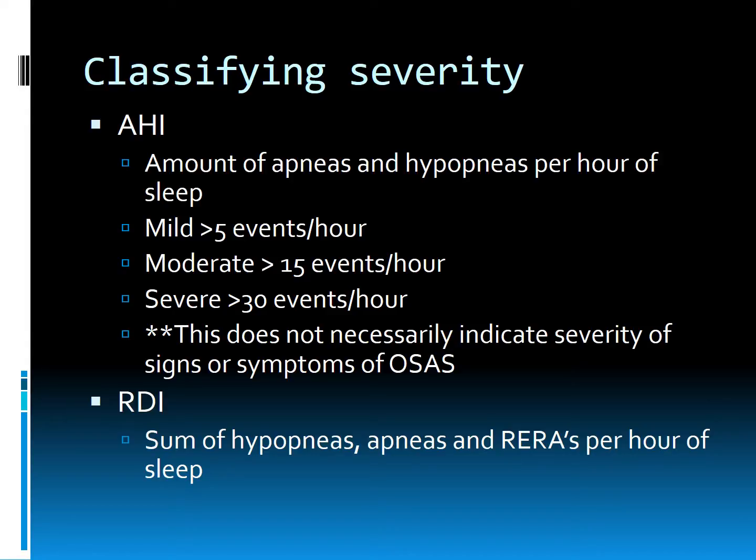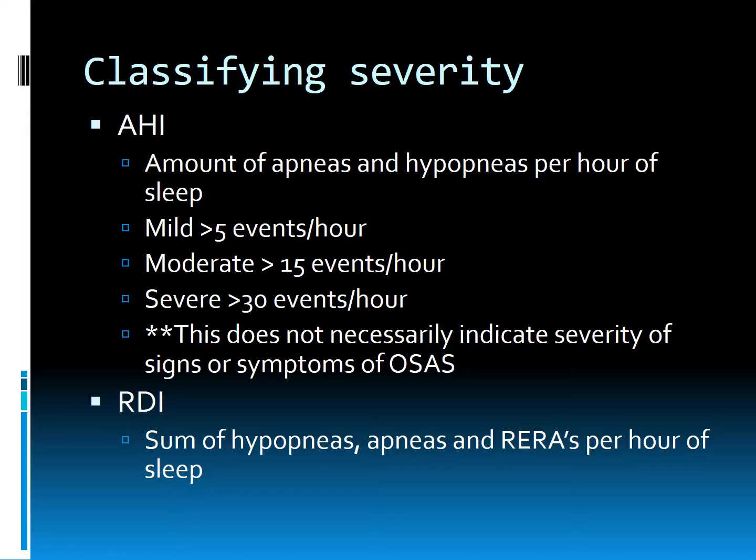Classifying severity. AHI, this is the apnea-hypopnea index, and this is the amount of apneas and hypopneas per hour of sleep. A mild AHI would be less than 5 events per hour. I think I have that incorrect on your slide there. Or no, that's right. Mild is greater than 5 events per hour. Moderate is greater than 15 events per hour, and severe is greater than 30 events per hour.